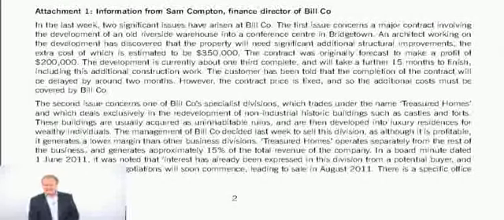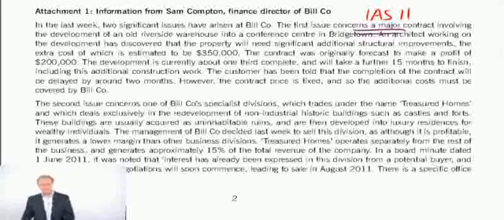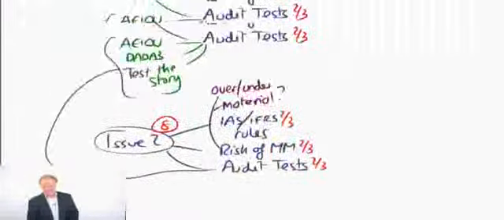The first concerns a major contract involving the development of an old riverside warehouse into a conference centre in Bridgetown. Well, that, as I suggested earlier, is sounding like it is going to be IAS 11. An architect working on the development has discovered that the property will need significant additional structural improvements. Okay, let's stop reading for a moment.